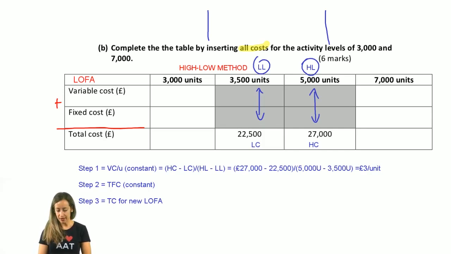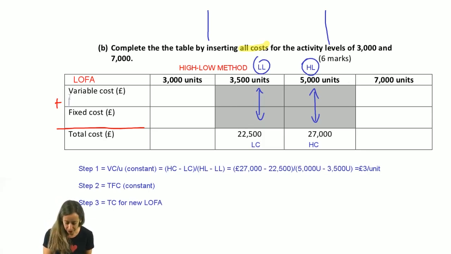Okay, and if that's the case, we can score a mark straight away because we need the variable cost for different levels of activities. And the total variable cost, TVC, is simply the variable cost per unit multiplied by the number of units. So if we have 3,000 units, when we multiply the 3,000 units by £3 per unit, what we will get as a total cost is 9,000.